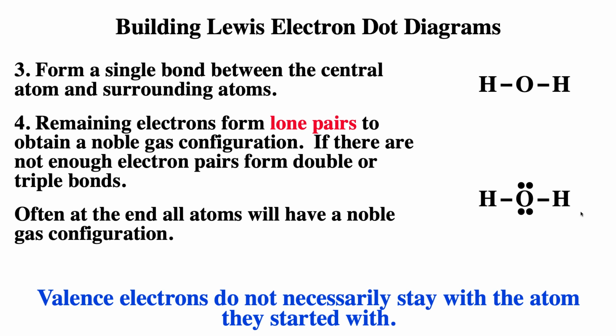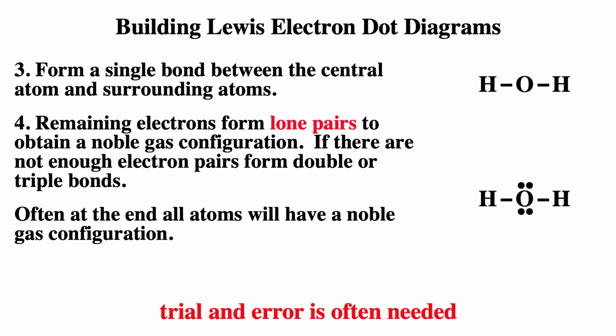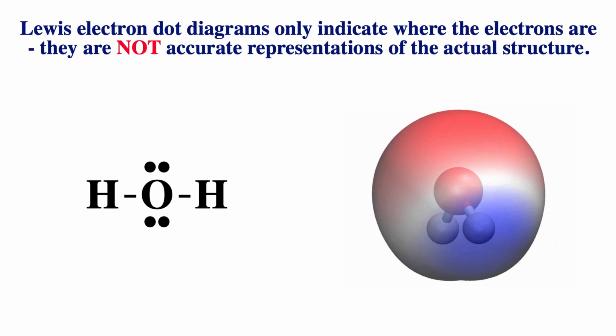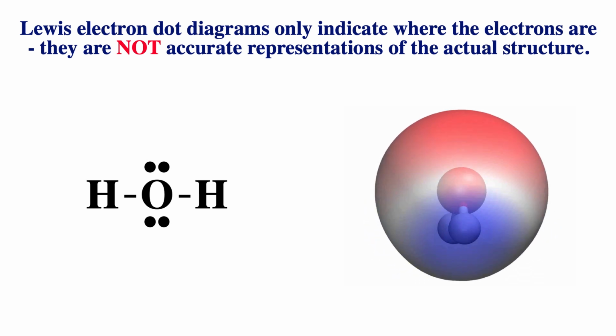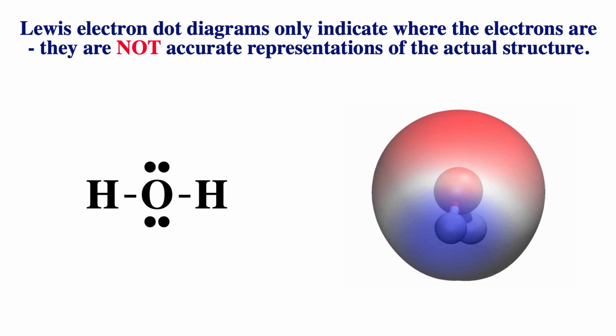Now, hydrogen has the noble gas configuration of helium, and so it has 2 electrons. Hydrogen will only ever have a single bond. Oxygen sees 2, 4, 6, 8, so it also has noble gas configuration. And again, valence electrons do not have to stay with the atom that they start with. And again, often trial and error is needed. So if you're not sure what to do, just try something, and then you can always improve upon it. And again, Lewis diagrams are two-dimensional, and so they do not accurately depict the actual structure.